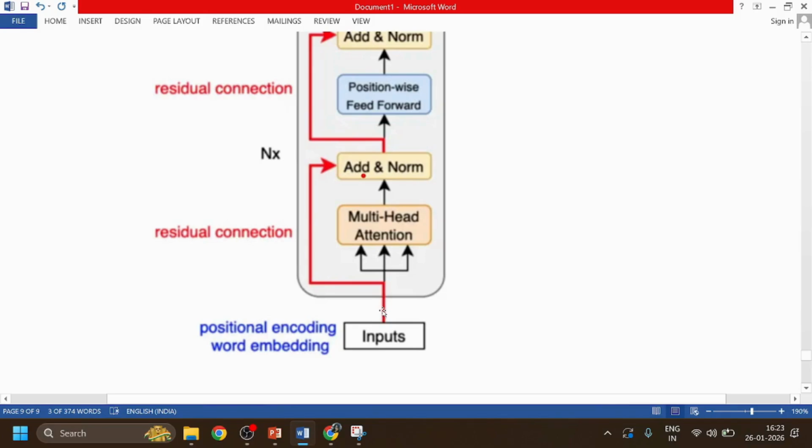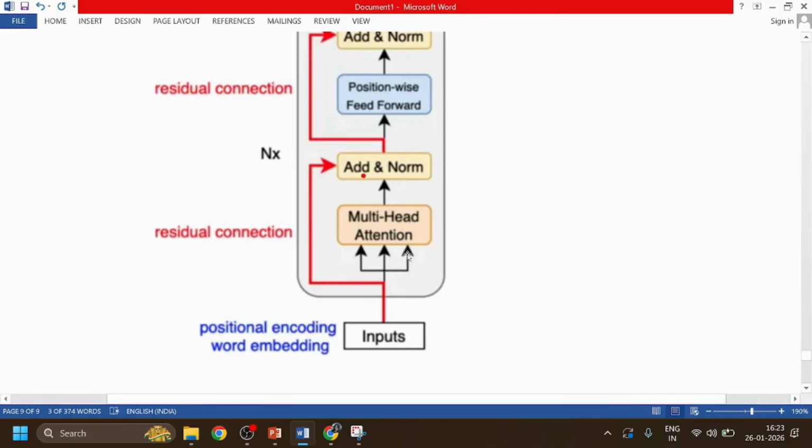So residual connection means we add the input back to the output so the model doesn't forget the original information. This helps prevent vanishing gradient. In one line, it is like keeping a shortcut in the network.